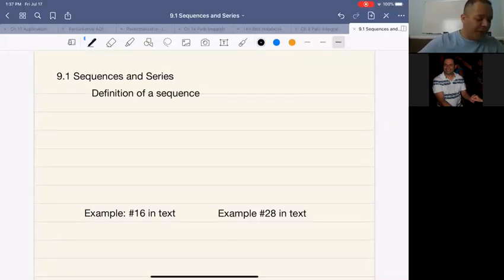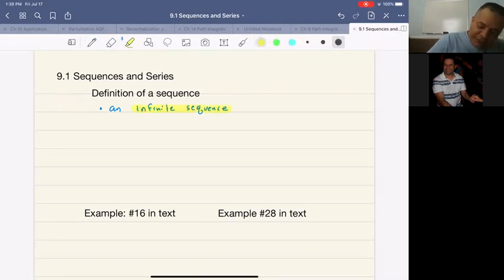Okay, so let's start. We're going to talk about sequences and series in chapter 9. Let's start with the definition of a sequence. The definition of a sequence, as taken from the textbook, is: an infinite sequence is a function whose domain is the positive integers.